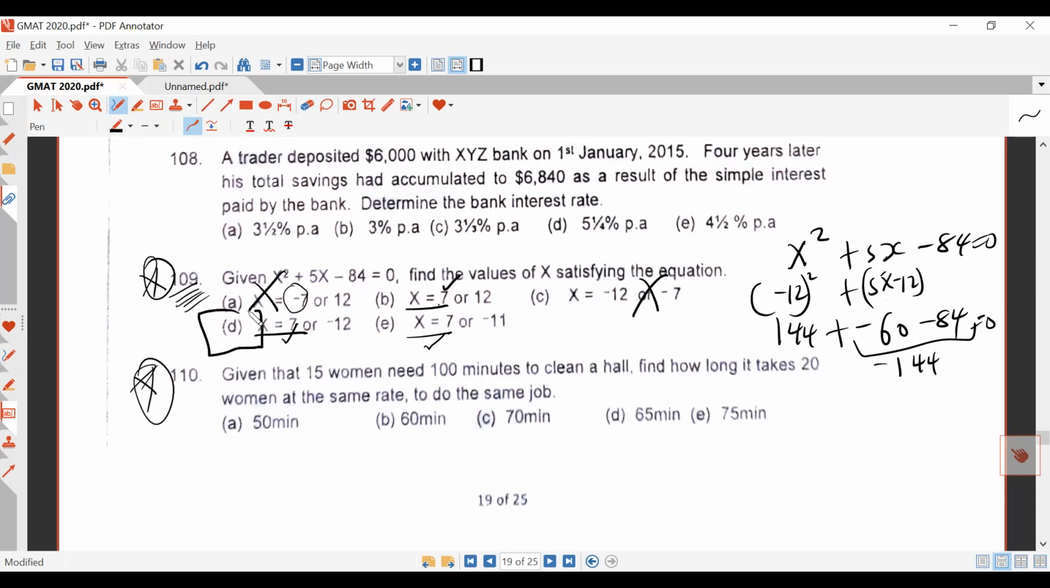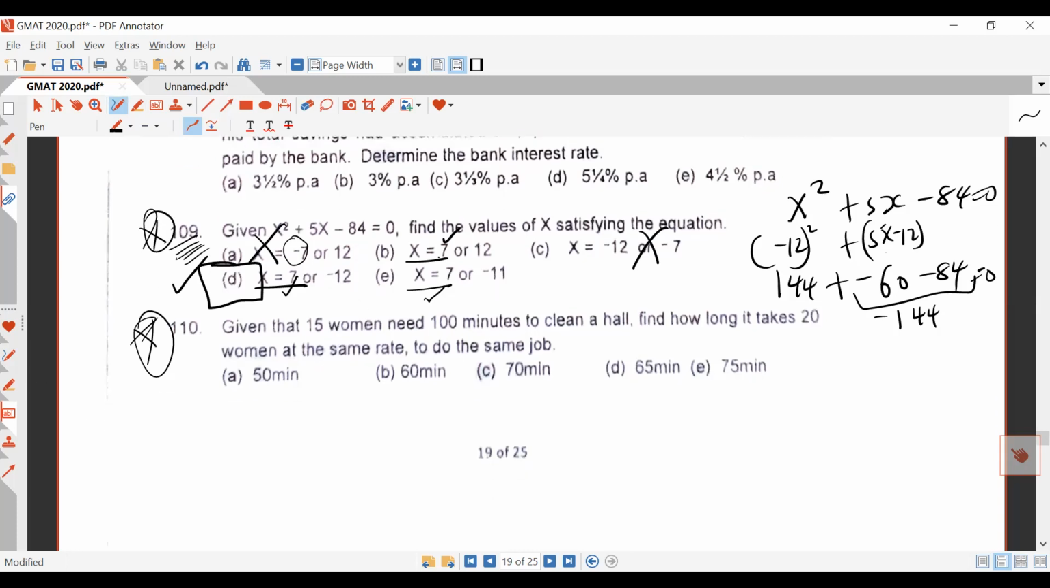Does BODMAS apply this time? BODMAS doesn't apply because this is an equation. Unless there was a bracket. Yes, unless there's a bracket. Then this one here.